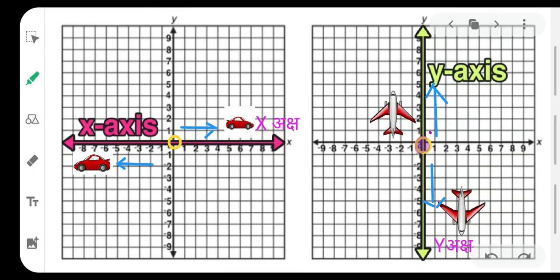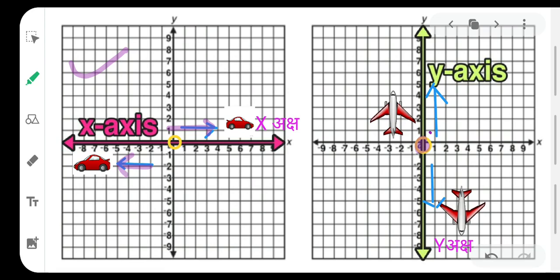Now let's see what happens when we keep both horizontal number line and the vertical number lines together. On the left side of the slide, the horizontal line has been highlighted in pink. This horizontal line is called X-axis. There is a golden rule which we have to follow. When we move on X-axis, we will travel by car only. The car can go towards the left side from 0 or it can go towards the right side from 0.